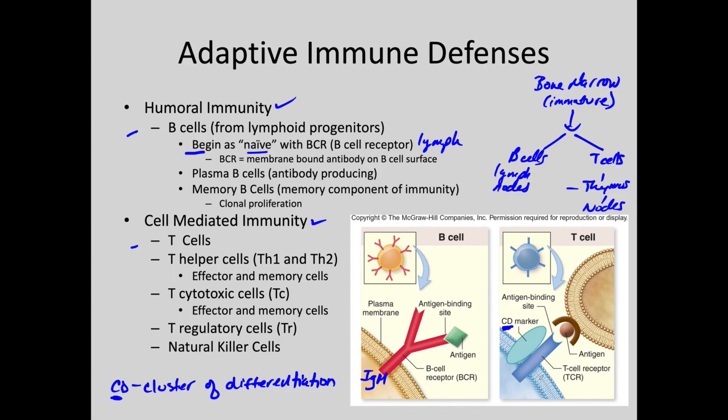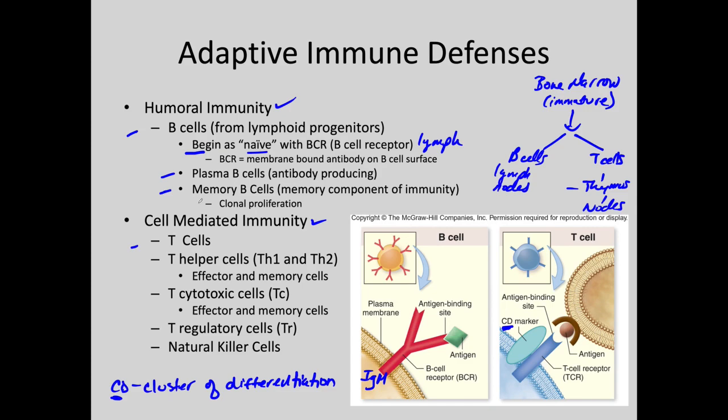Naive just simply means that the cell is differentiated and knows what it's supposed to react against. It just has not been activated to carry out that reaction. When a B cell is finally activated, it will become either a plasma cell, which is a strict antibody producing cell, fairly short-lived, or it will become a long-term memory cell.